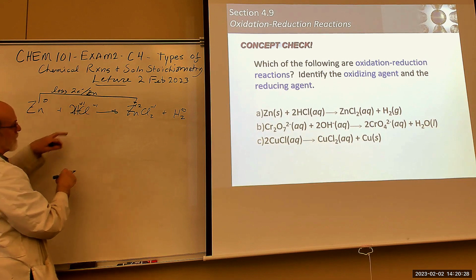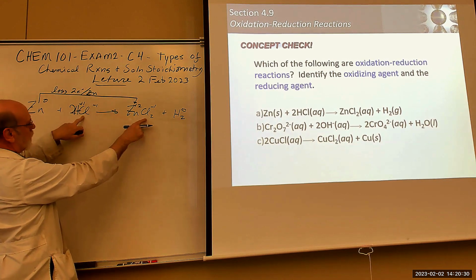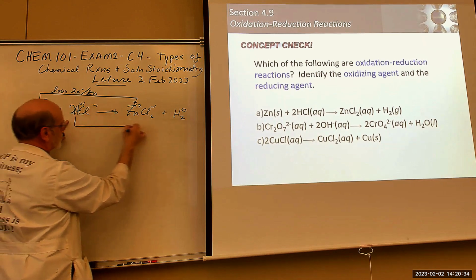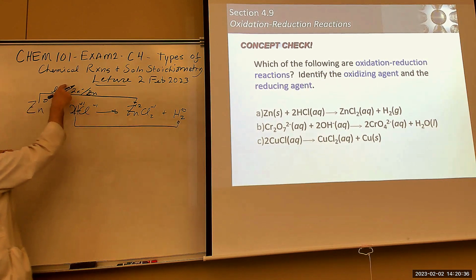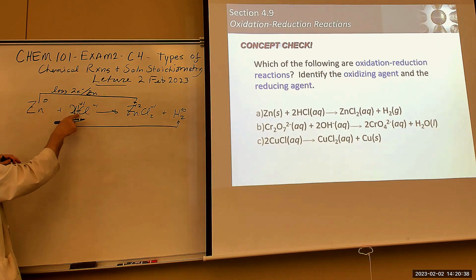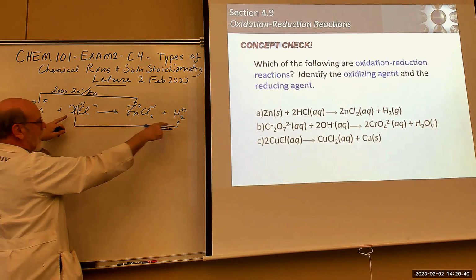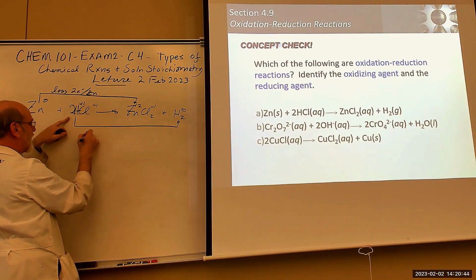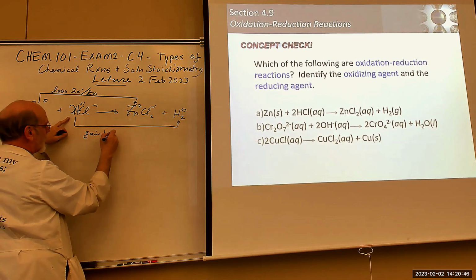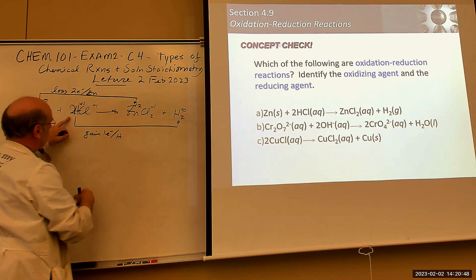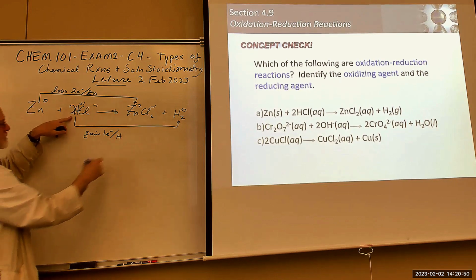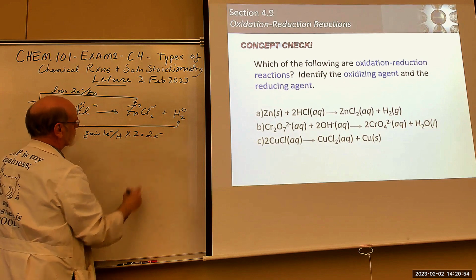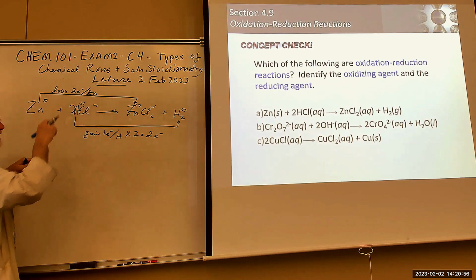Right? So how about this chloride? No, chloride didn't change. Hydrogen changed. So wherever there's a loss, there has to be a gain. This hydrogen is a +1. Now it's a 0. So we have here a gain of 1 electron per hydrogen, but there are 2 of them, right? Times 2. So there were 2 electrons gained and 2 electrons lost.